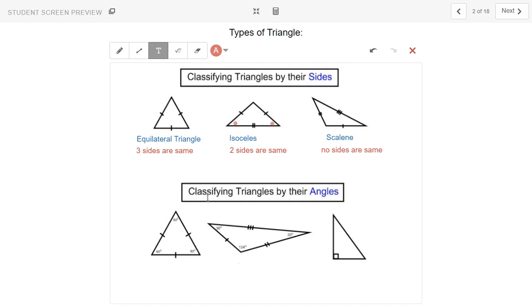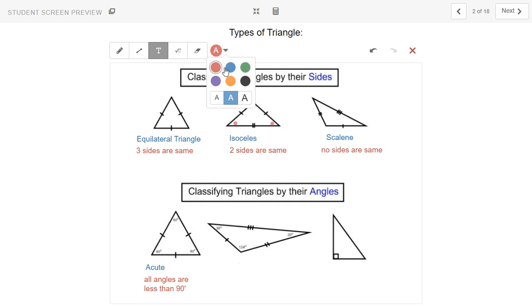We can also talk about triangles by classifying them by their angles. So if I have a triangle where all the angles are less than 90 degrees, we call this an acute triangle. So let's write our definition. This is all angles are less than 90 degrees.